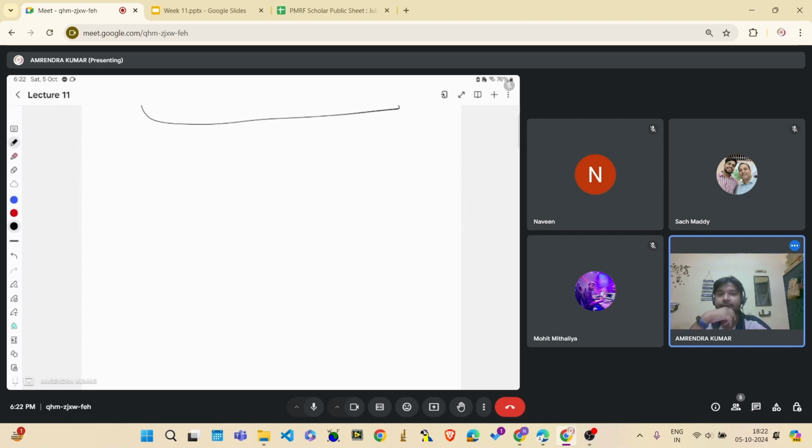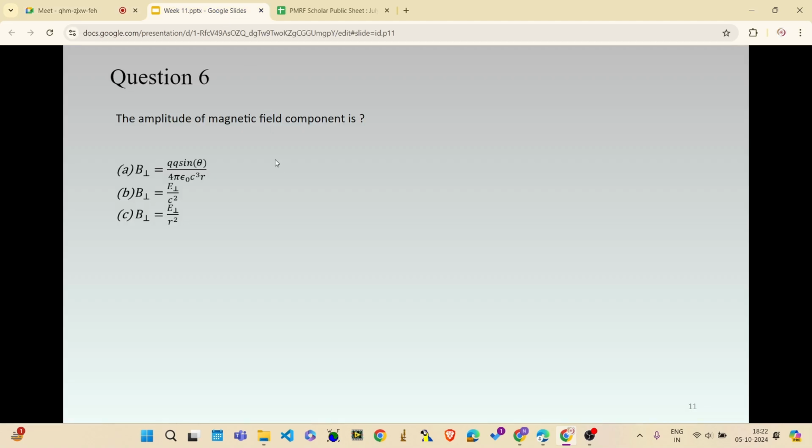And then the next thing is to calculate. So we can also see that other options are not correct.